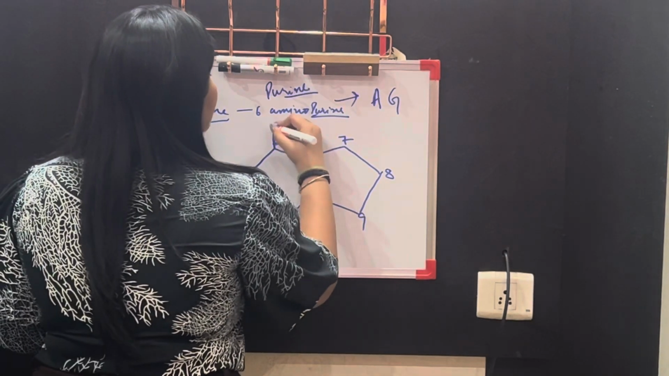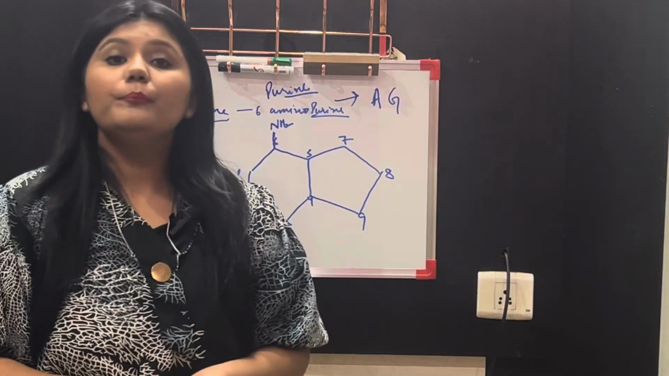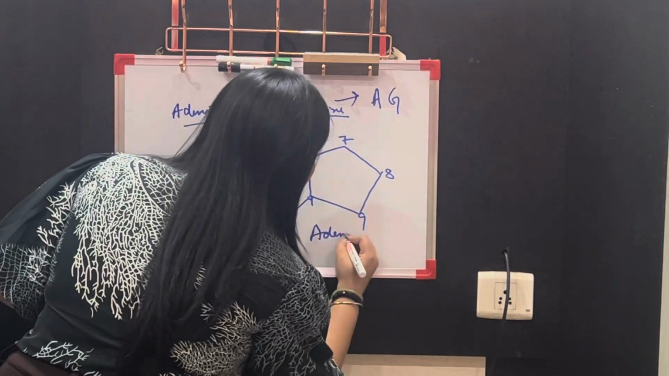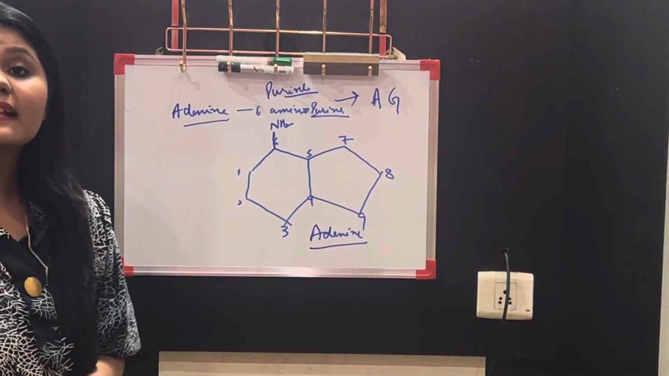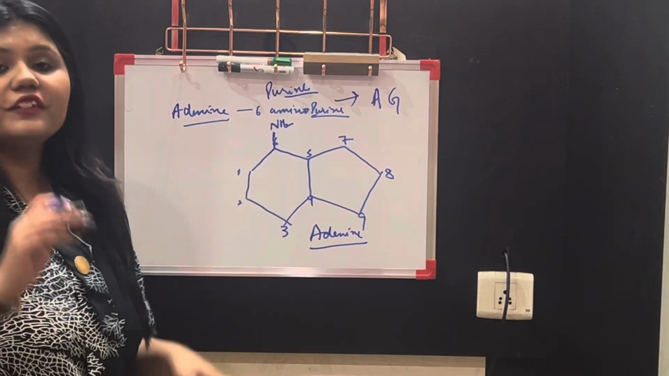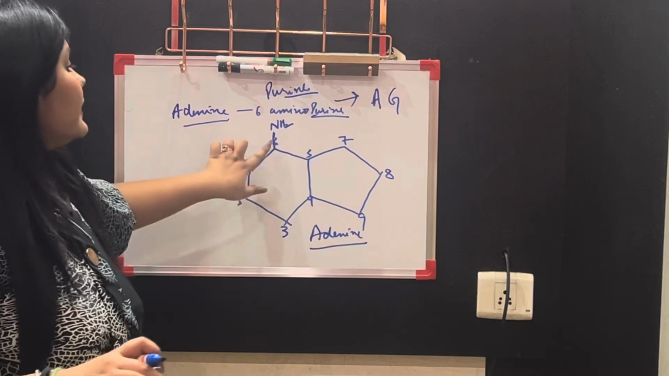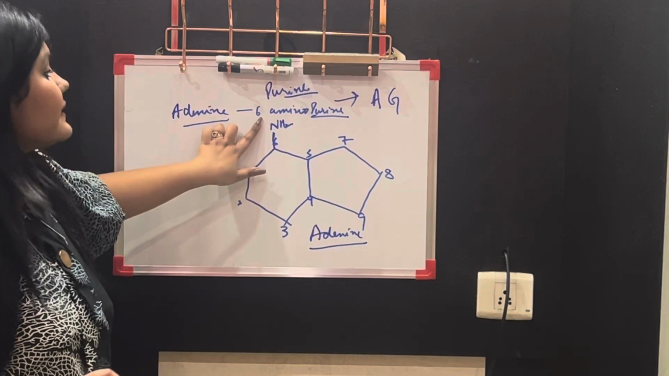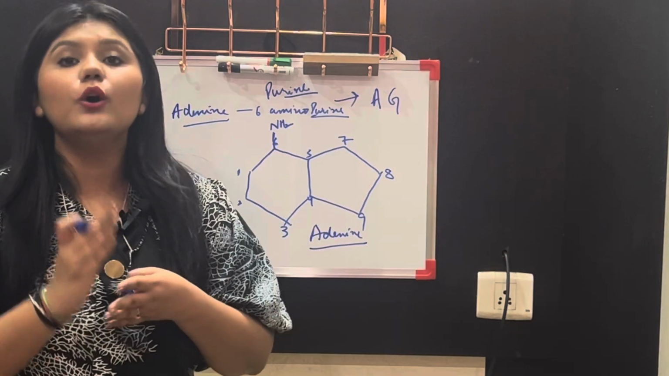So it is 6-amino-purine. So we have drawn the structure of adenine, that it is 6-amino-purine. The double bonds and everything you have to see yourself, okay? So this is 6-amino-purine. On the 6th position of the purine ring, there is an NH2 group that is attached to the purine. So we can call adenine 6-amino-purine.